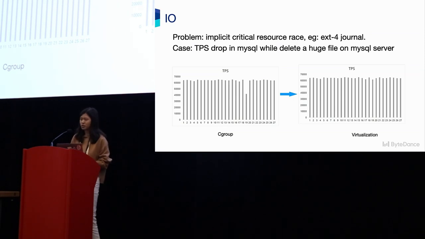We found that a user reported a TPS drop in their MySQL server. After a long time debugging, we found out that it was because the ext4 journal was locked at that time. A huge file was deleted on the host at that time. So the metadata, like the inode and the file system journal, is not processed in parallel in a shared kernel. So those three main aspects made our decision to choose virtualization.